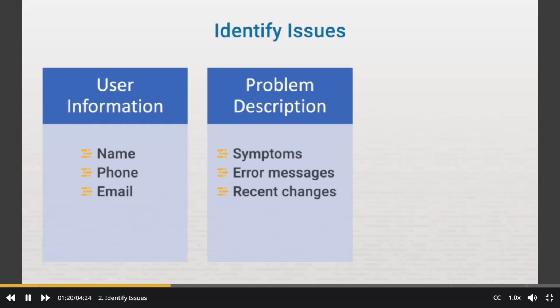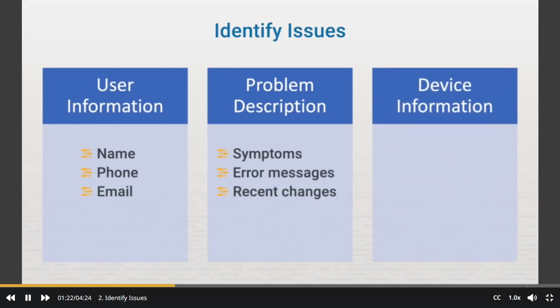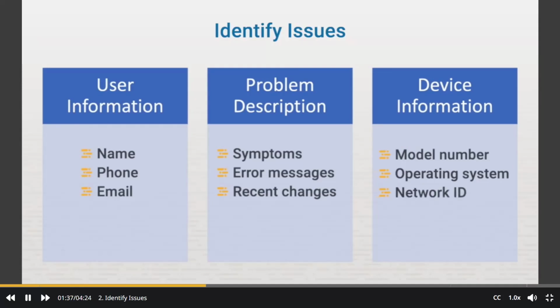Be sure to record information about the specific device that's experiencing the problem as well. If you're working with a customer who purchased the device from your organization, you'll probably want to record the model number, operating system, and warranty status. If you're working with an employee, you should record the device's network ID along with the operating system and the name of the software or peripheral involved.